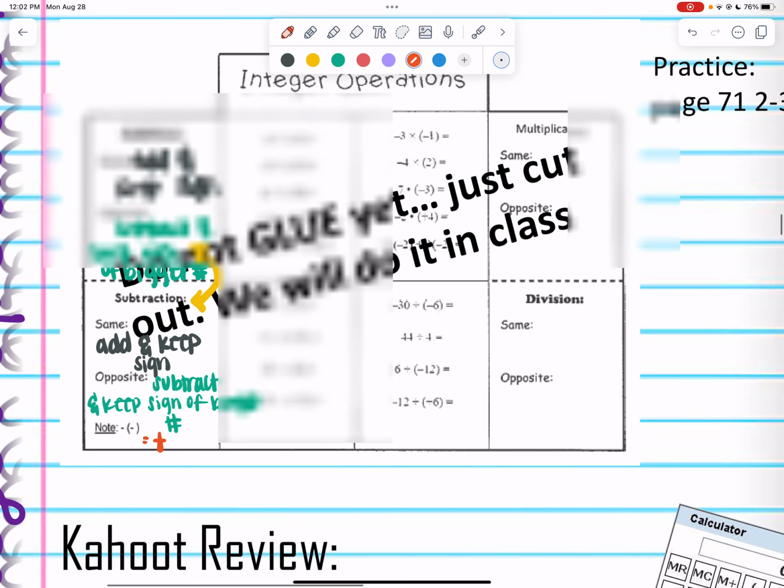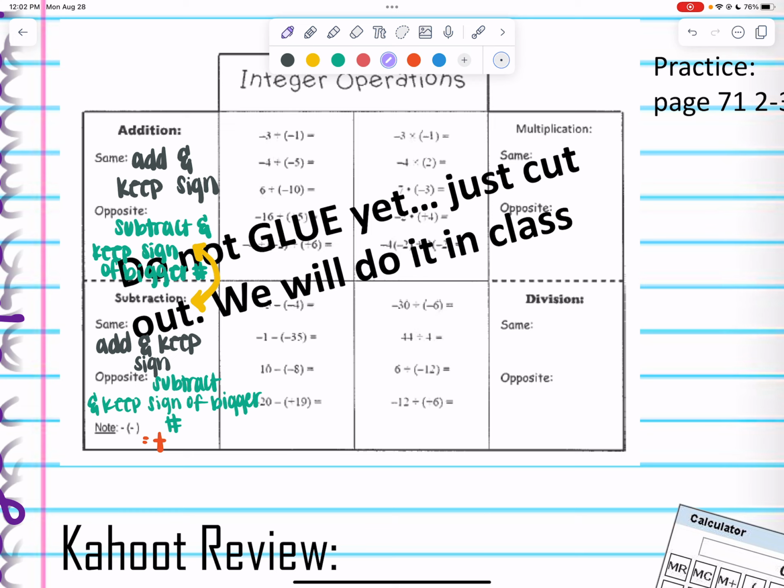All right, multiplication and division rules are going to be the same. So let's draw an arrow there for those two. Multiplication and division are going to be the same rules, just like addition and subtraction were the same rules. All right, so multiplication, same signs are going to always be positive for both multiplication and division, and then opposite signs, this one's way easier, are going to be negative.